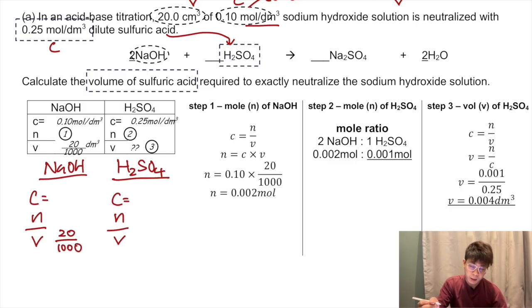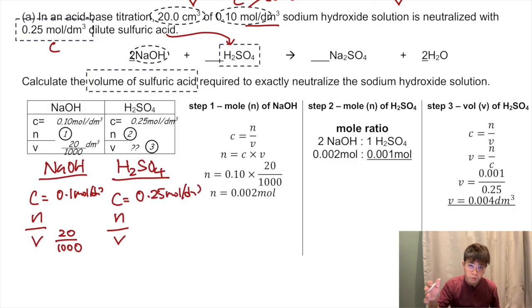What other information am I given? I'm given concentration, so 0.1 mole per dm cube is the concentration. I'm not given any more information about sodium hydroxide, so I do not fill out anything else in the table. Now, what information am I given about sulfuric acid, the one in a square? I'm given concentration, so C is 0.25 mole per dm cube, and I'm not given anything else.